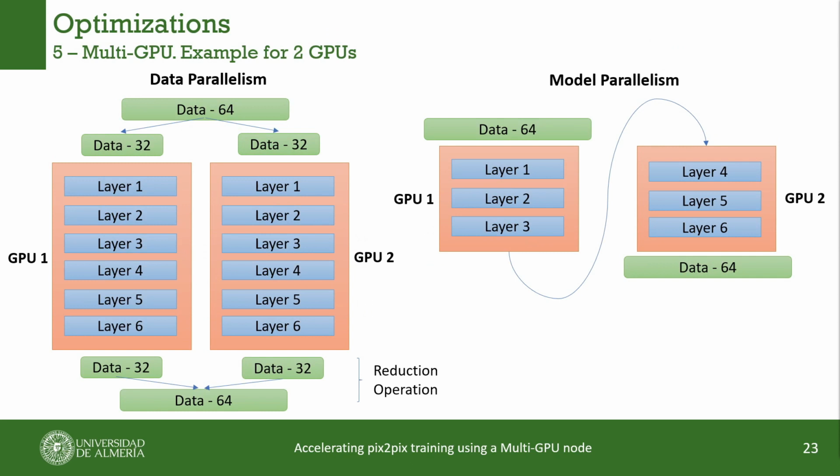In fifth place, we present the most important optimization, the multi-GPU approach. In this approach, there are two types of parallelism, data and model parallelism. In the first one, the batch is divided between both GPUs. After each GPU processes the data, a reduction operation is carried out that generates the loss of the whole batch. In model parallelism, the model is divided and distributed in different GPUs. Once the batch of data is processed in a GPU, the result goes to the next GPU. Only data parallelism is currently supported by TensorFlow, so we use this approach.